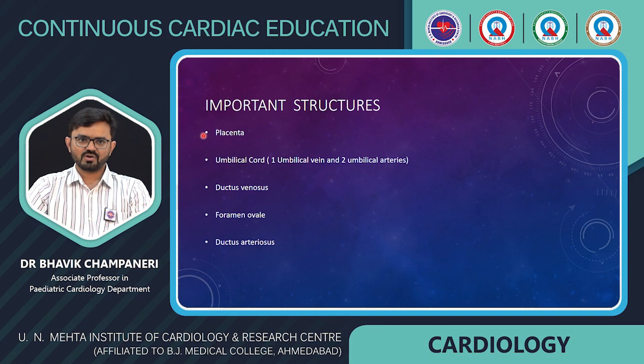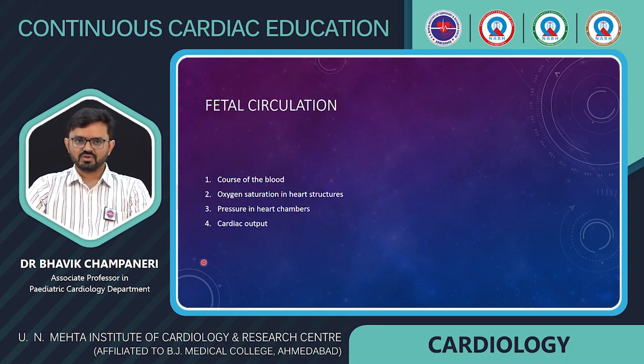Next is umbilical cord, which has one umbilical vein and two umbilical arteries. Third is ductus venosus, foramen ovale, and ductus arteriosus. So these are the important structures which maintain fetal circulation, and any hampering at these four points may affect fetal circulation and fetal life as well. So when we are talking about fetal circulation, it's covered in four topics: course of the blood, oxygen saturation in various heart structures, pressure in heart chambers, and cardiac output.